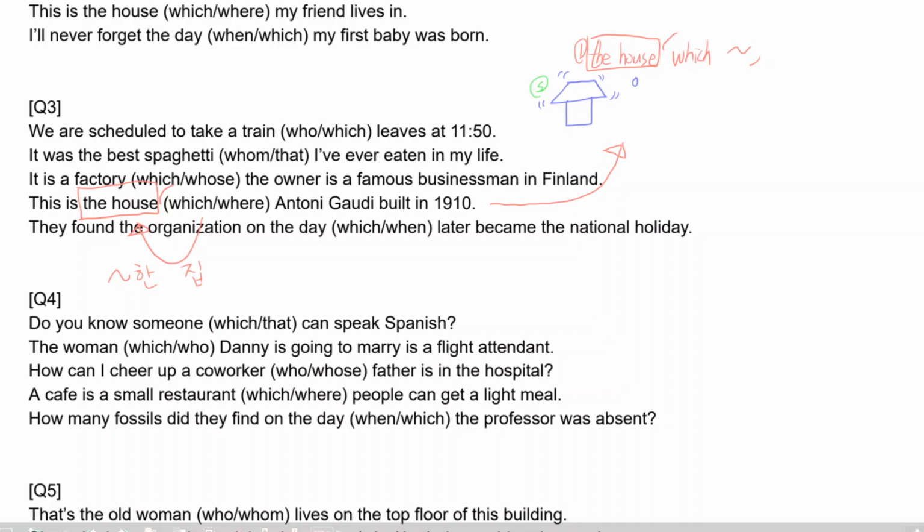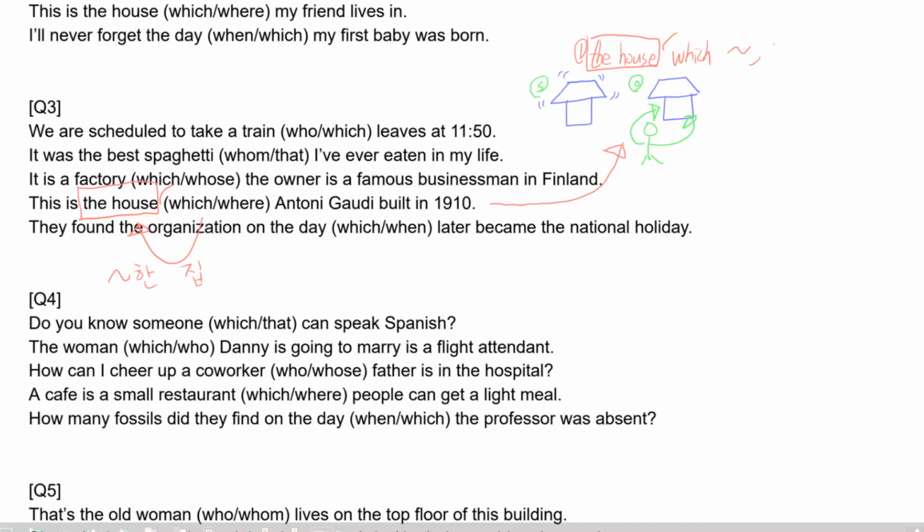How about if "the house which" means objective? So what kind of picture would you come up with? If it's objective, someone else or something else is doing something to the house, right? So in this case, it is object, right?